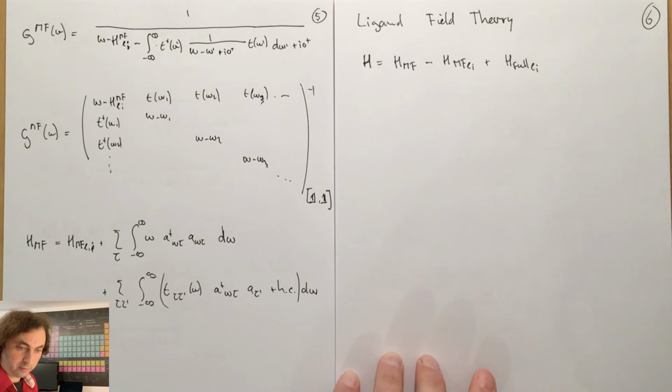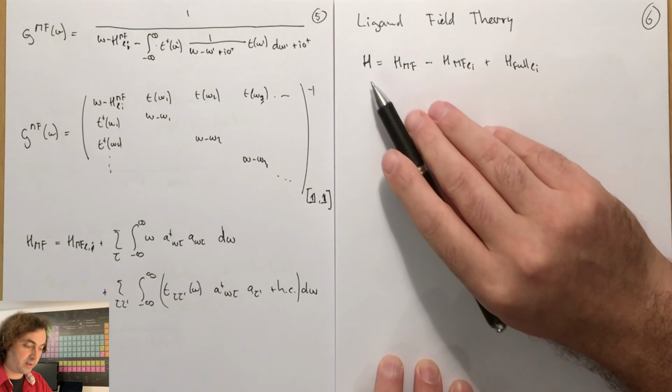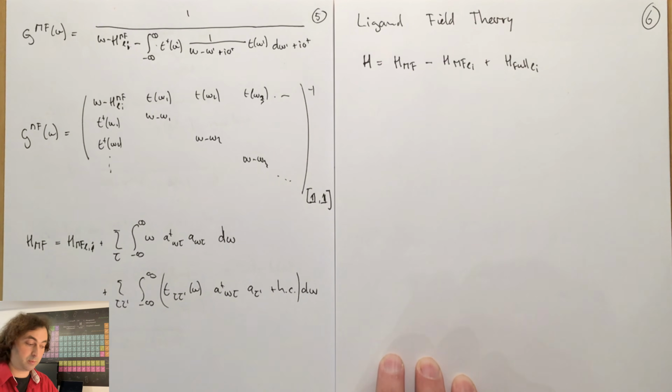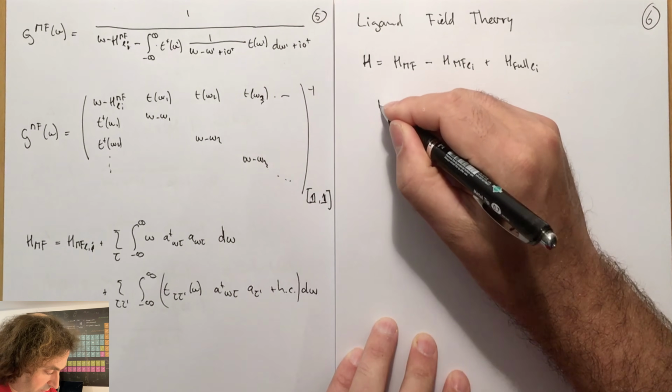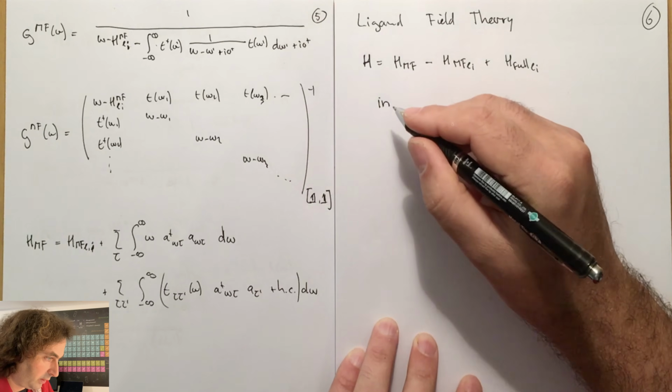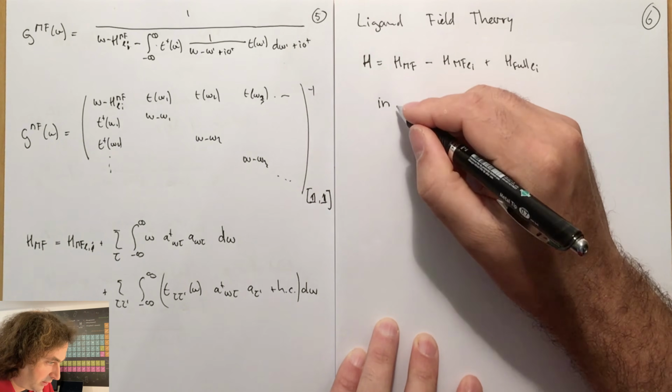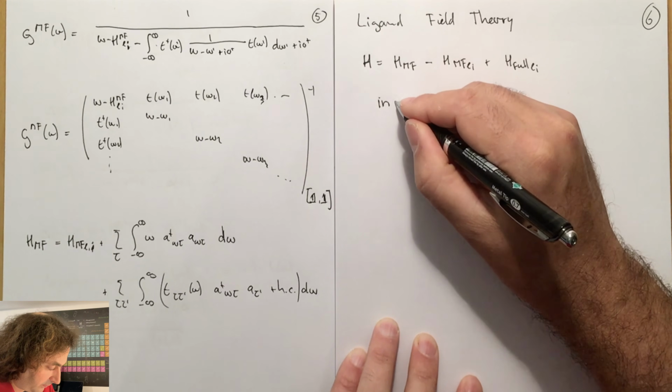Now we'll make a few more approximations to get to ligand field theory, because this is what you get in principle in the Anderson impurity model, where we have an infinite number of uncorrelated sites interacting with a correlated site, and that is still an infinite dimensional Hilbert space. Now what we want to do is reduce the dimension of the infinite bath.